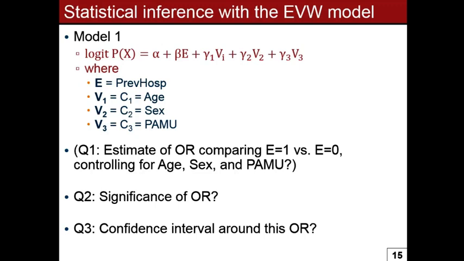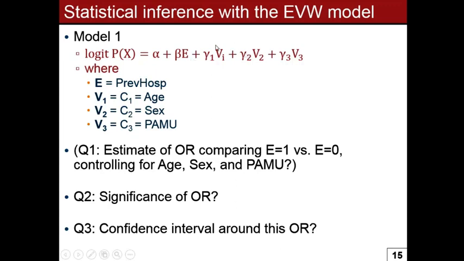So what does this look like? Notice that I'm doing a parallel structure to the previous lecture. We went through the model form, the odds ratio form, and then statistical inference with the model. In the EVW model, what does it look like to start doing hypothesis testing and confidence intervals? Obviously, it's the same machinery that we talked about earlier, but now we represent it a little bit differently. So here's one model that we've shown already, the one that just controls for confounding on age, sex, and PAMU, and has no effect modification in it. 3 V terms, one beta times exposure term.